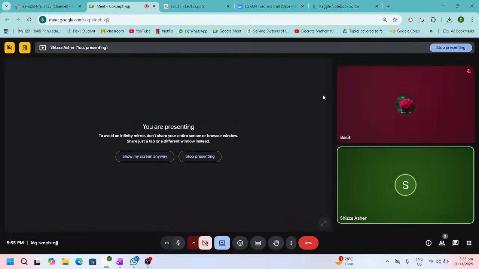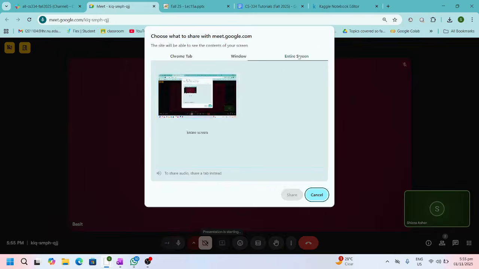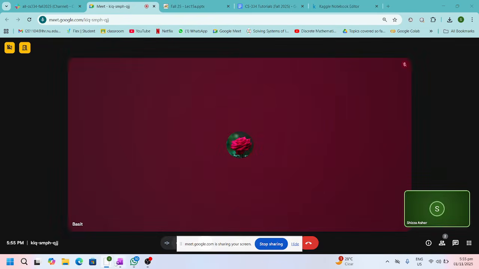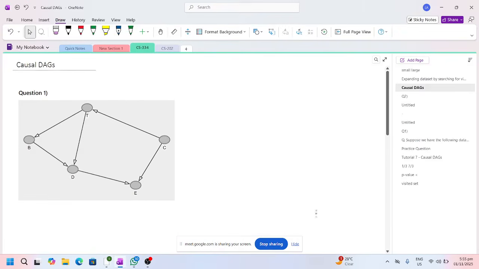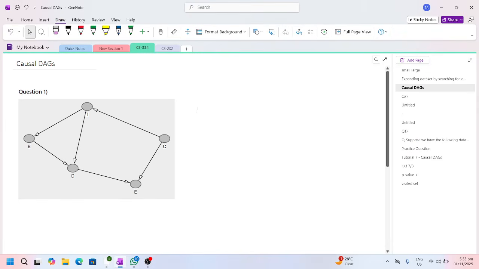I will actually just shift my screen share to the entire screen so that we can go to OneNote for this. Basit, is my screen still visible? Yes, it's visible. Perfect, thank you.